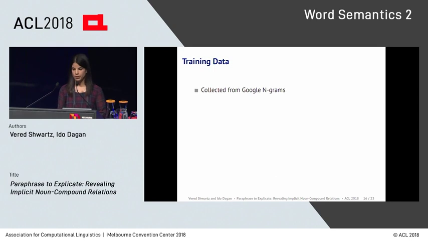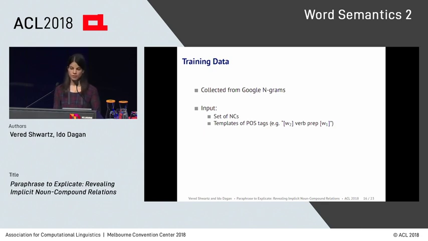Similarly to previous work, we collected data from Google Ngrams, and our model is semi-supervised. It starts with a set of noun compounds, not just the ones from the SemEval dataset, because it's rather small. So we also enhanced it with another classification dataset. And we only use the training data to extract templates of plausible part-of-speech tags, as in verb preposition W2, verb preposition W1, to reduce the search space.